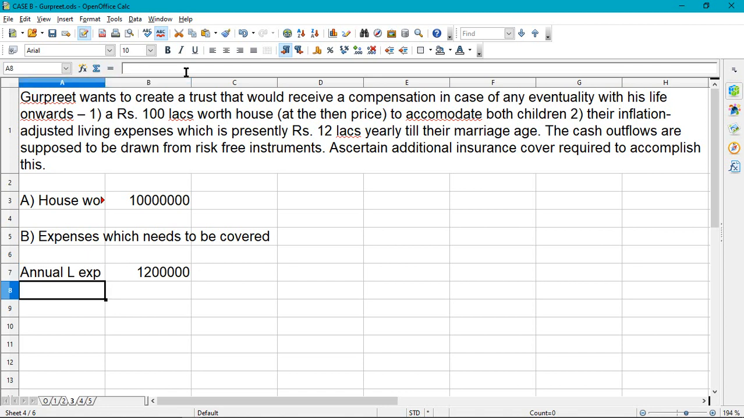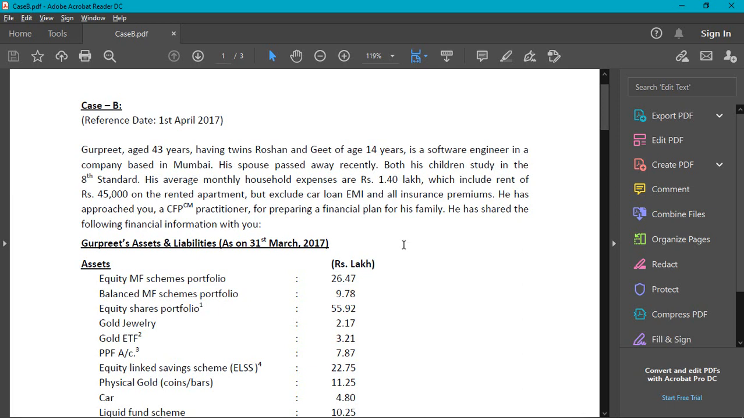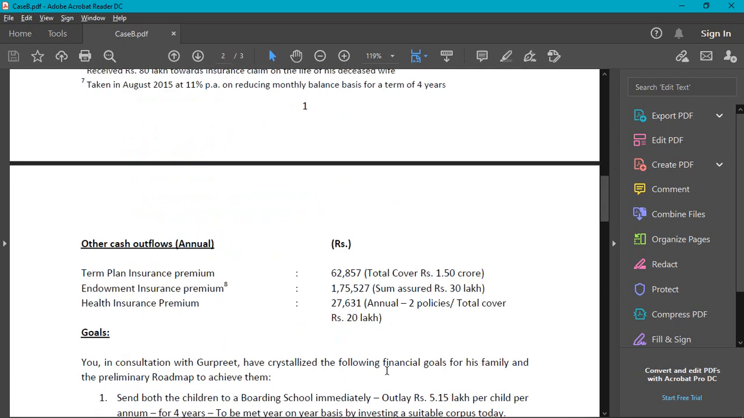Now, till what time we need the 12 lakhs? For what time? What is the time period? It says that till their marriage age. Now, going back to the case, we see that he has twin sons, Roshan and Geet, of 14 years of age. So they are currently 14 years old. And what is their marriage age?